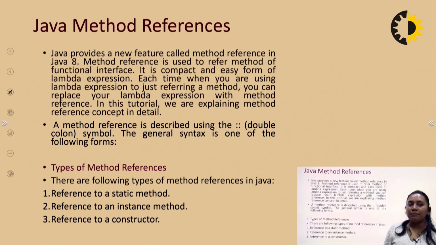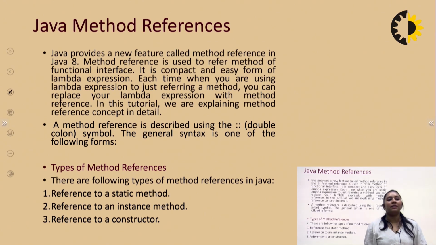Java method references are methods used in a very easy form, and they can be used in the lambda expression, referring to the method, and you can replace your lambda expression with the help of method references. So method references use the double colon symbol, and the syntax has one of several forms.